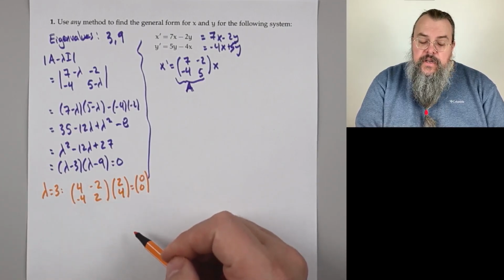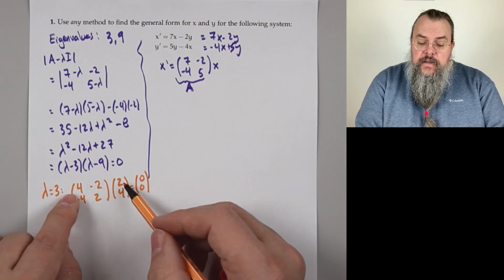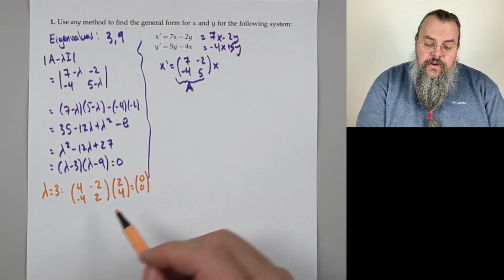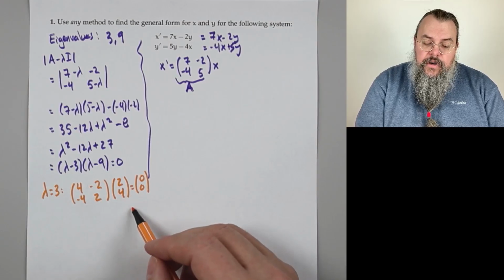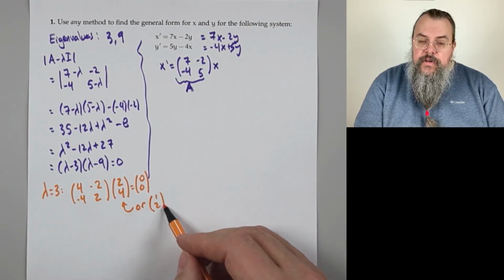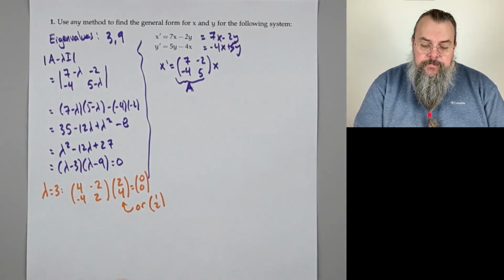That would work. And right, because you get 8 minus 8, and minus 8 plus 8. So we say, oh, okay, so we can use 2, 4. Or we can say, look, any multiple of that works. Okay, so how about 1, 2? That's a little bit cleaner.